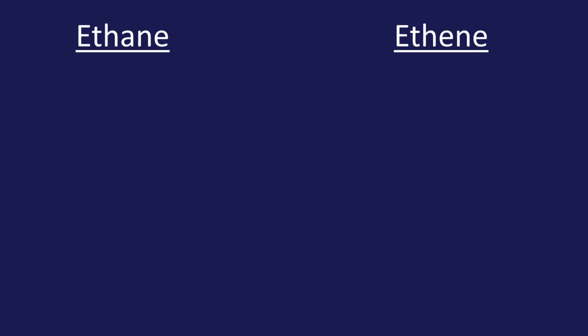Okay, so let's take a look at the molecules ethane and ethene. So ethane is a carbon bonded to a carbon, and there's 3 hydrogens on each carbon. So each carbon has 3 single bonded hydrogens and a single carbon-carbon bond. So every bond in ethane is in fact a sigma bond.